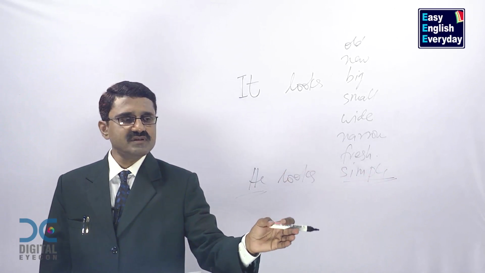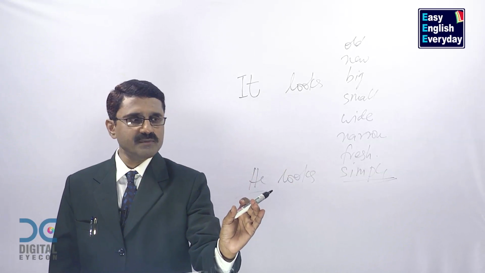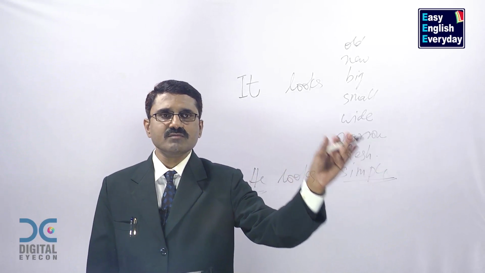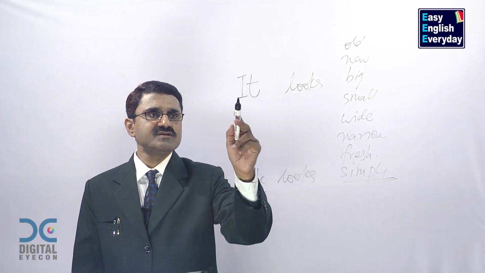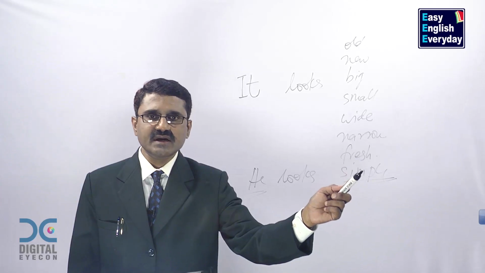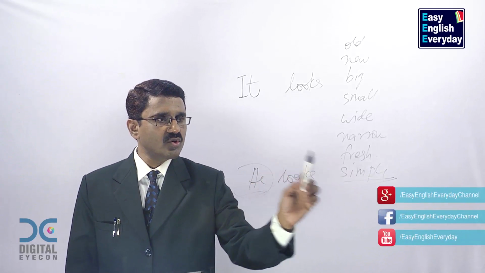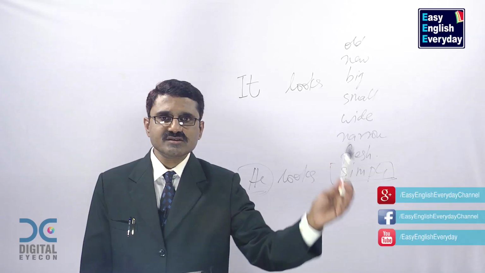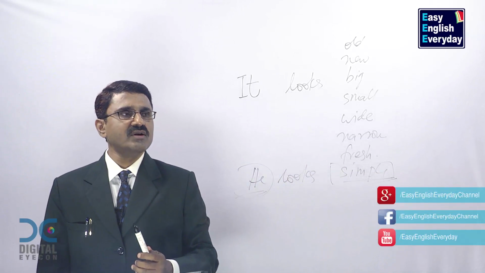Now, according to the subject, you have to choose the adjectives. Some adjectives can be used for living people. Some adjectives are more appropriate for non-living things. You cannot say it looks handsome or it looks young. Some things go well with living and some things go well with non-living things.